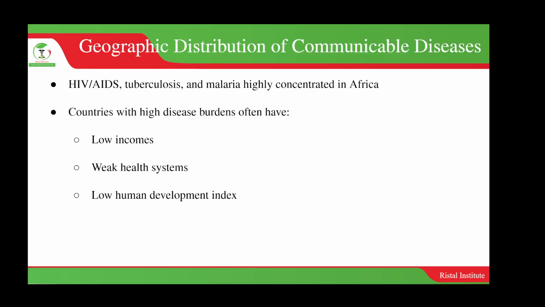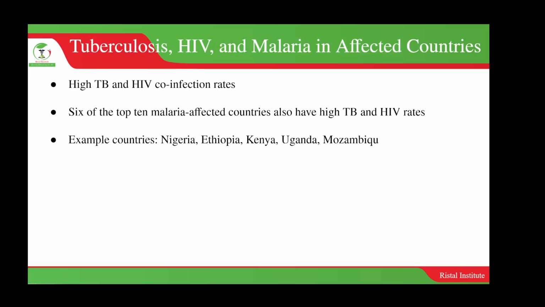Usually, countries with a great burden of tuberculosis, HIV, and malaria will have TB and HIV occurring at the same time in an individual, which is what we call co-infection. Co-infection rates for TB and HIV are very, very high. And usually the top 6 countries affected by malaria also have a high burden of TB and HIV, where you have Nigeria, Ethiopia, Kenya, Uganda, and Mozambique.